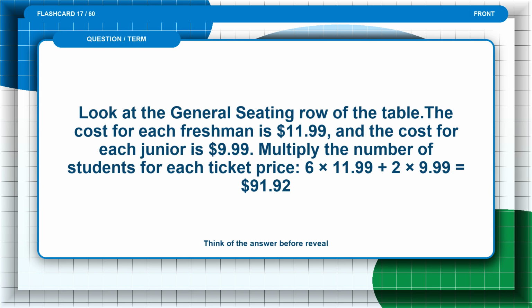Flashcard 17. Look at the general seating row of the table. The cost for each freshman is $11.99, and the cost for each junior is $9.99. Multiply the number of students for each ticket price. 6 times 11.99 plus 2 times 9.99 equals $91.92. Think of the answer before the reveal.